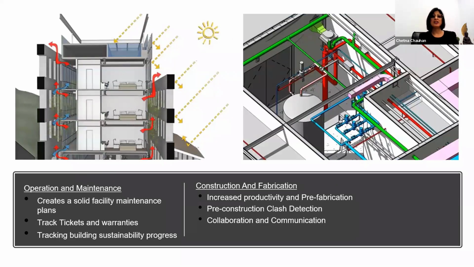And similarly, in construction and fabrication, when the contractor or the fabricator has the 3D model in their hands, they are able to see where their fabricated part is located. If they need to go back and forth for any kind of collaboration or coordination, when they can see in the model or in the software that this is where this part belongs, it becomes a very easy collaboration and communication tool.